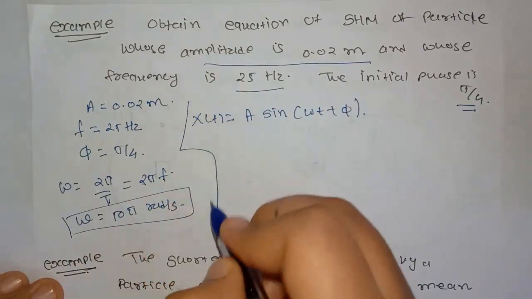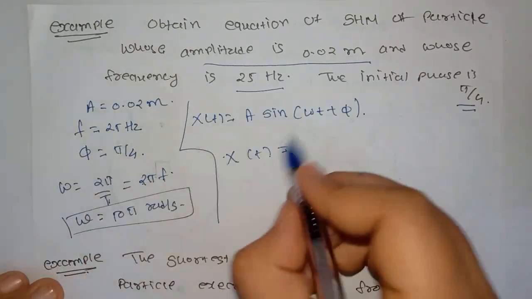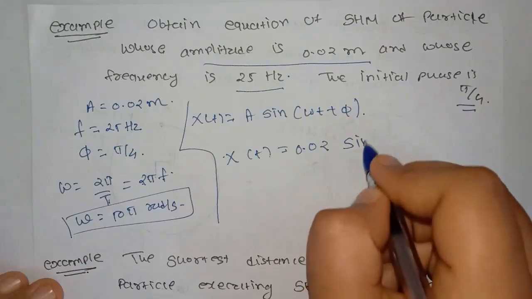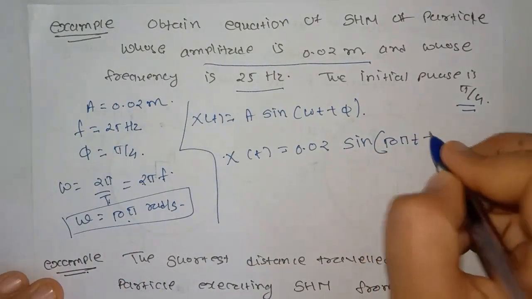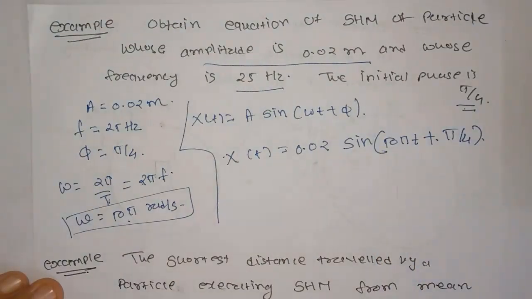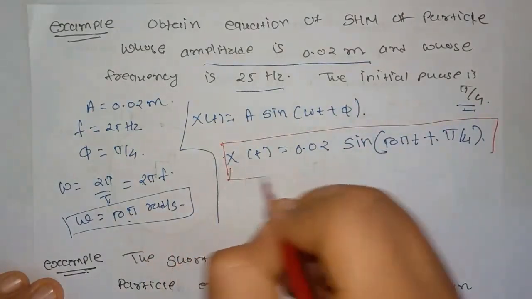So put these values in this equation, we get x of t is equal to amplitude 0.02 meter into sine of omega, which is 50 pi, so 50 pi t plus initial phase pi by 4. So this will be the equation of SHM for the given data.